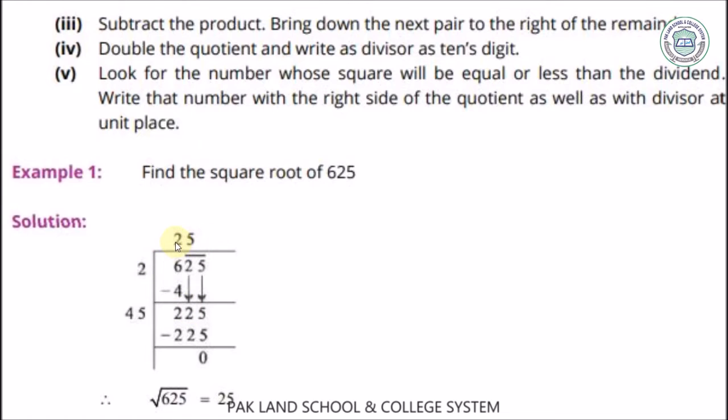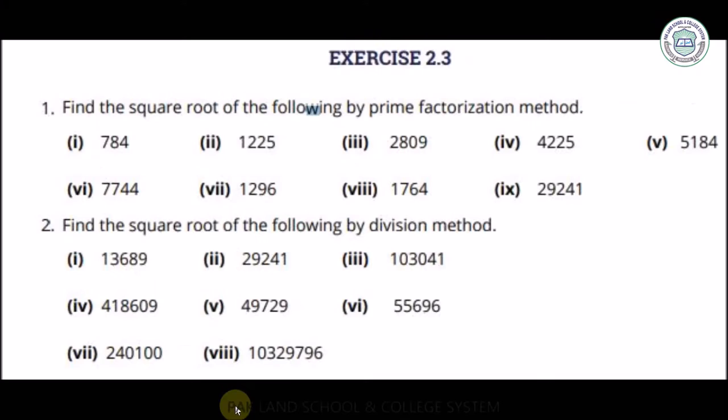Now this quotient 2 added with 2 becomes 4, and now we will take any value with the 4, and that value will also be multiplied with it, and we want to get 225 or less than or equal to that number. So when we take 5, it becomes 45 multiply with 5, then its answer is 225, remainder is 0. So under root 625 is equal to 25. So solve this exercise by prime factorization and the division method.